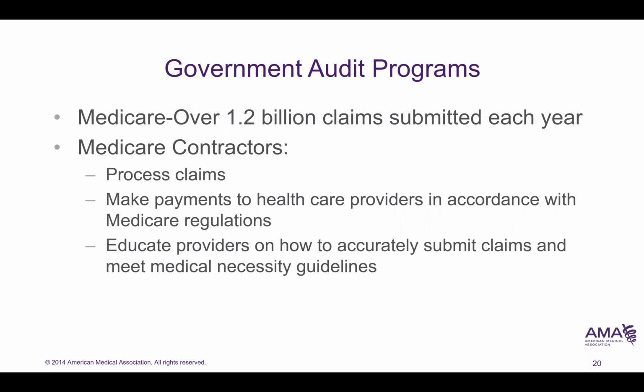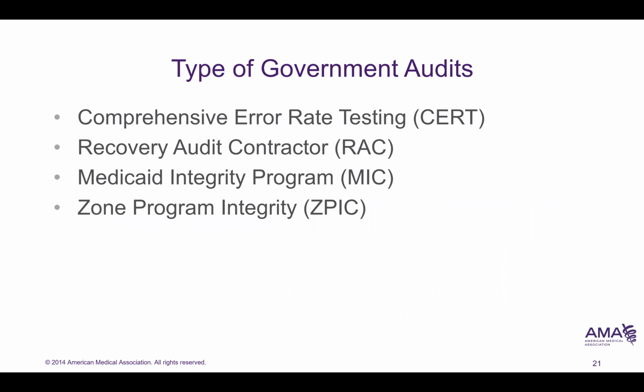These government audit programs look at over 1.2 billion claims each year. The Medicare contractors process the claims, make payments to the healthcare providers, and educate providers on how to accurately submit claims. We talked a little bit about the RAC audits. Some of the other things that are involved with government audits include the CERT, which we mentioned briefly, the Medicaid Integrity Program, or the MIC, and the Zone Program Integrity. And we'll get into a little bit of these shortly.